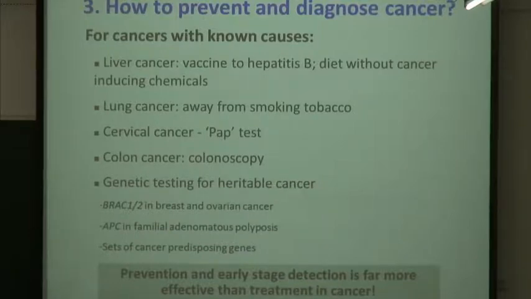And for cancers with clear genetic reasons, particularly some heritable or familial cancer syndromes, we have developed genetic screening. For example, we have APC screening in familial adenomatous polyposis, which is a rare type of colon cancer. And then we have BRCA1 and 2 in breast and ovarian cancer. And also we have sets of cancer predisposing genes in the clinic for screening.